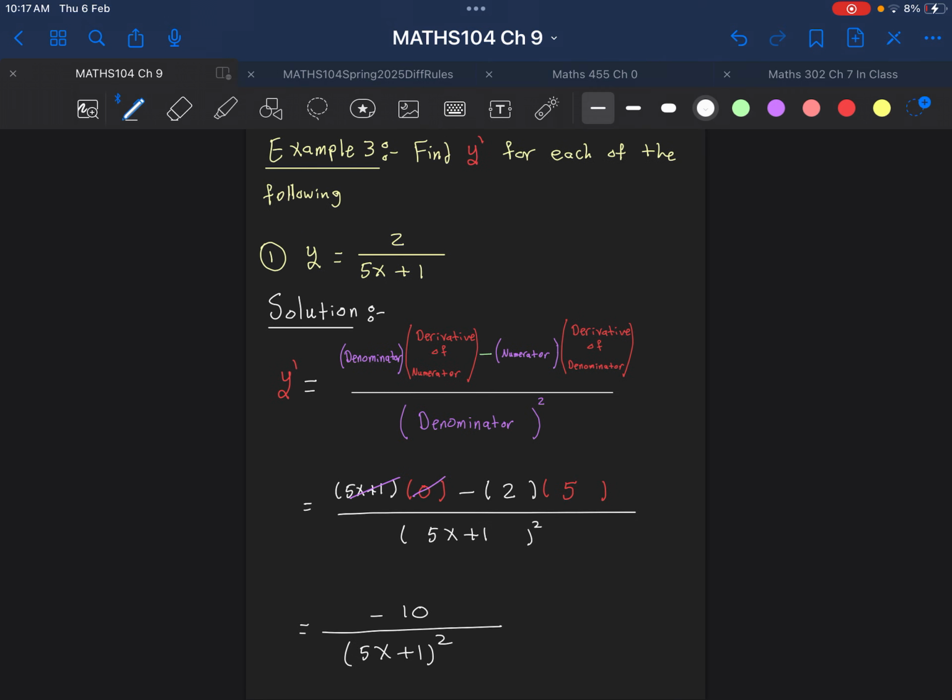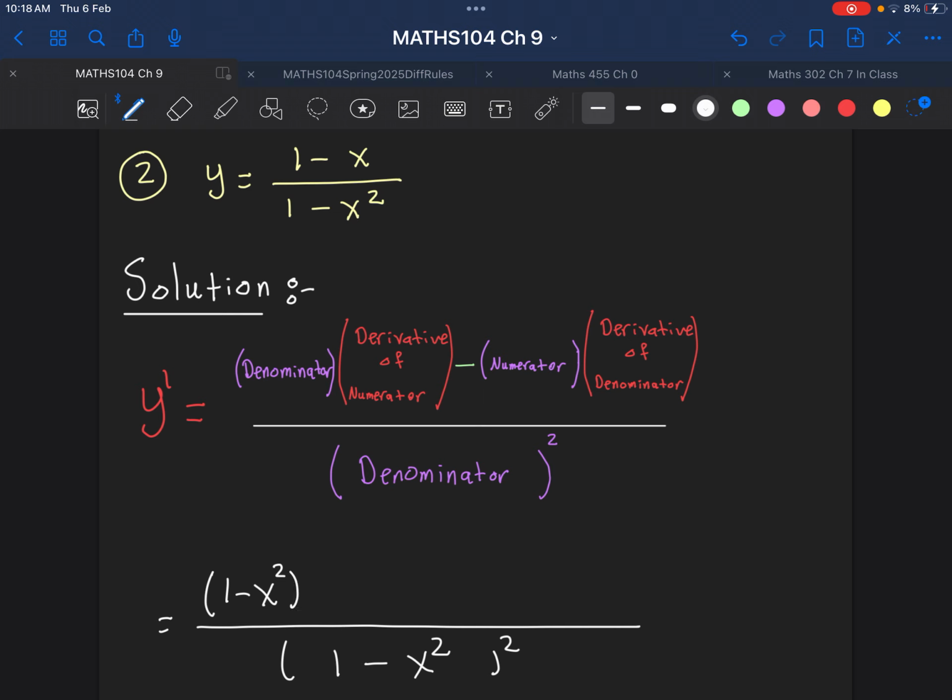So again, y prime equals, I will write the rule as is, and I will apply it. So first of all, it's the denominator squared. This is the denominator, I square it. Next, in the top bracket, I write just the denominator times the derivative of the numerator.